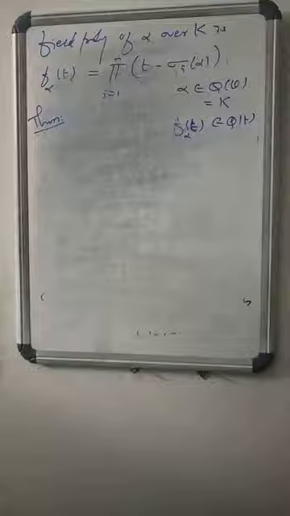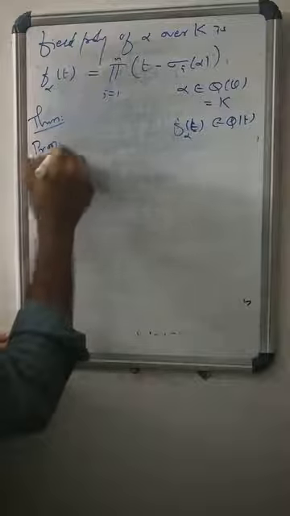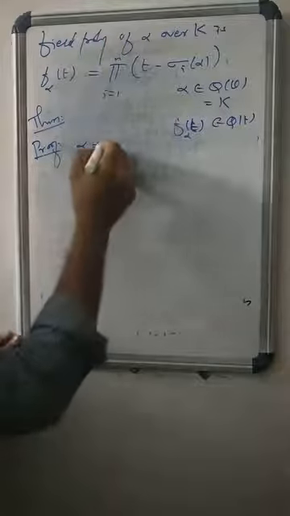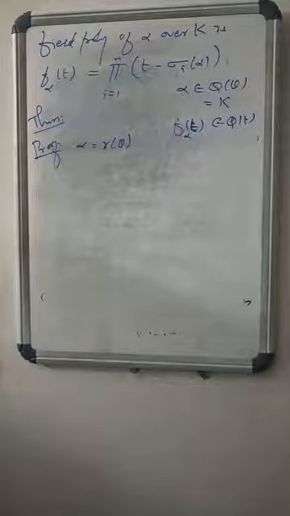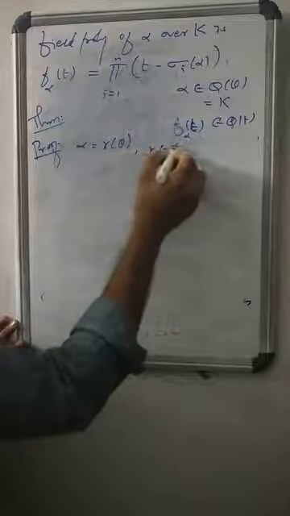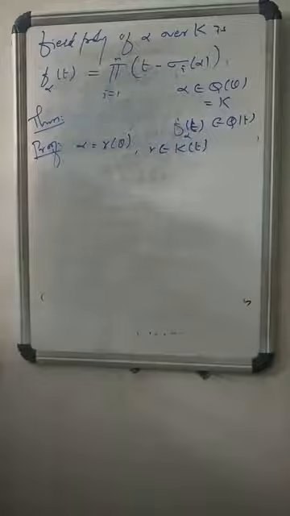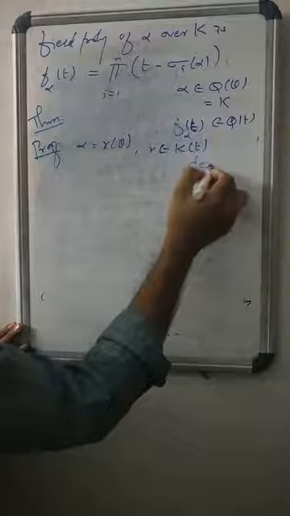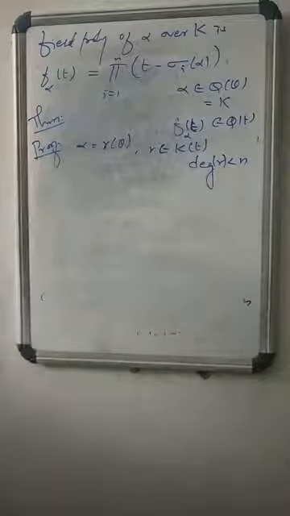How to prove this? Its proof is as follows. We have alpha, which in the previous theorem we defined as alpha equals r(theta), where r is in Q[t] or k[t], a polynomial with degree of r strictly less than n.